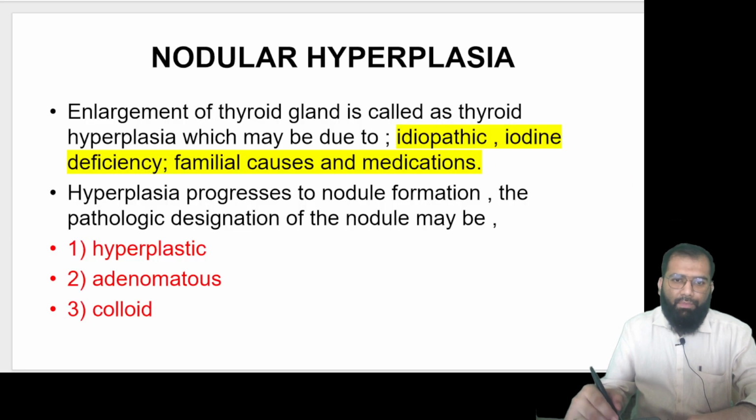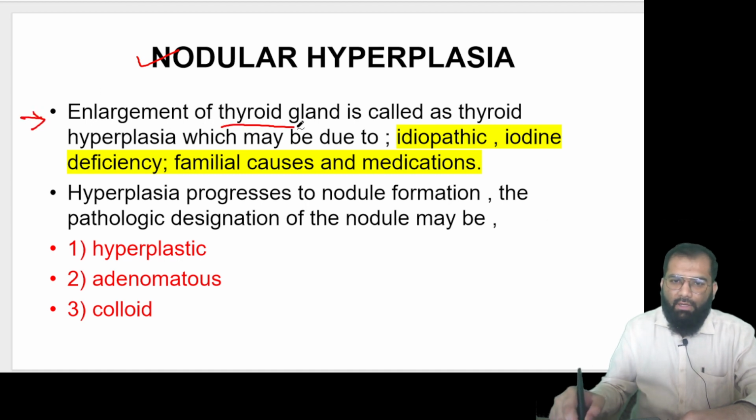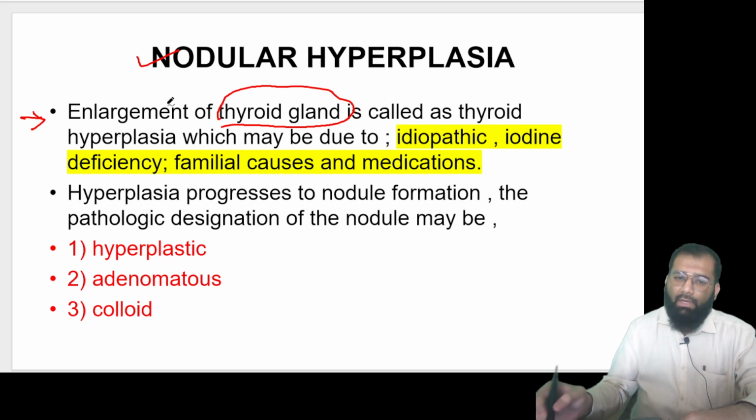Now, the first thing I would like to start with is nodular hyperplasia. Let us start with something which is benign and then we'll move to malignancies. So what do you mean by nodular hyperplasia of thyroid gland? This is enlargement of thyroid gland. Enlargement of thyroid gland is termed as hyperplasia. Now, there can be multiple causes.